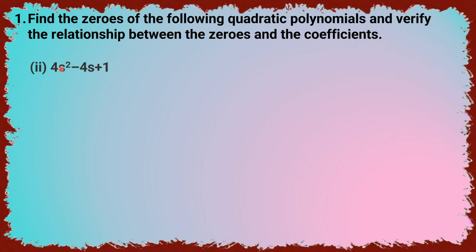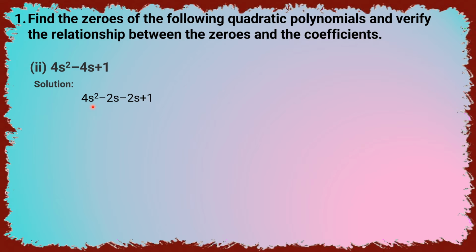Second question is 4s square minus 4s plus 1. Here the product of the two numbers should be 4 into 1, 4, and the sum should be minus 4. So we can take minus 2 and minus 2. When you add minus 2 and minus 2, we get minus 4. And when you multiply minus 2 and minus 2, we get 4. So let us split minus 4s as minus 2s minus 2s.